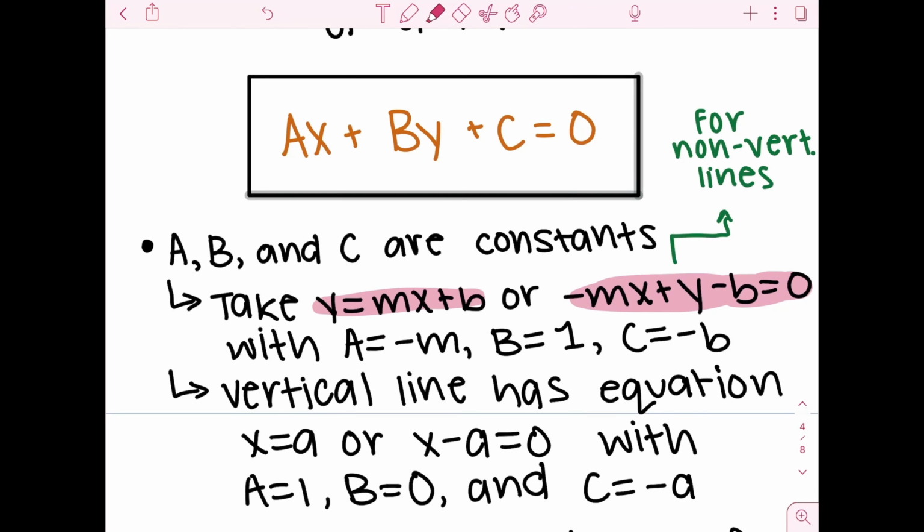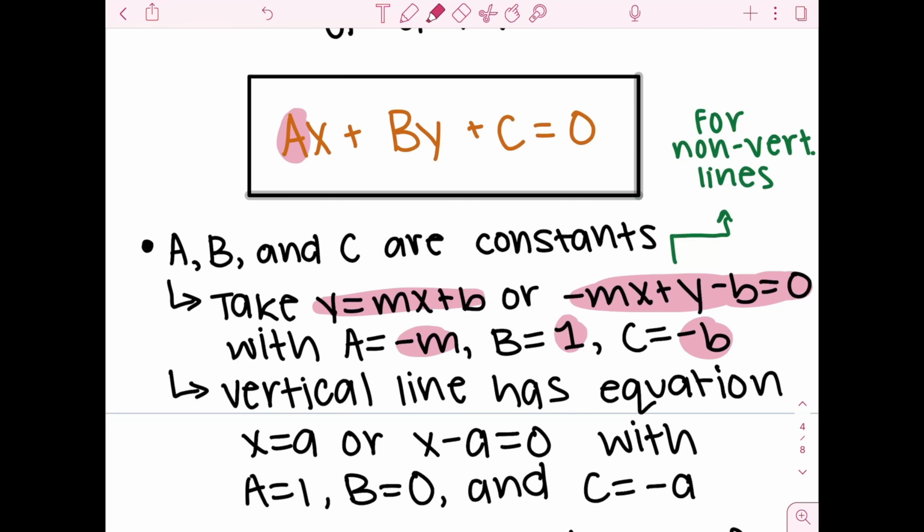So take y is equal to mx plus b, or negative mx plus y minus b is equal to 0, with a equal to negative m, b equal to 1, and c equal to negative b. So let's break this down a little bit. a is equal to negative m. If we look back up at our equation, we see that a is the coefficient for x.